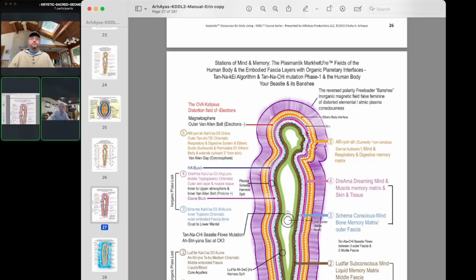And this is where we see an illustration of the magnetosphere. So it's showing you this on the body, but this is the same on the planet, because they're always the same. Whatever is in the planetary Templar will be in your Templar if you're on the planet, because you had to take it on to get here. So whether we're talking about the body or the planet, it's the same. And they call it the banshee. And this is the reversed false feminine. This is the inorganic magnetic field. That is the false feminine.